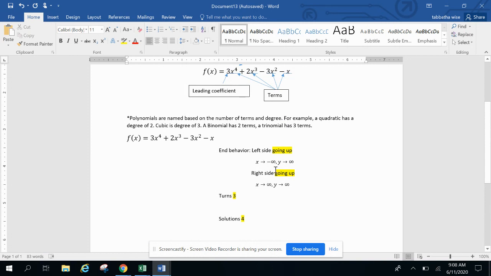So just as a quick review, solutions is your highest degree. Turns is your degree minus 1. The right side comes from the leading coefficient, and the left side comes from the degree, whether it's even or odd. So even, they are the same, odds, they are opposite. Positive goes up on the right side, negative goes down on the right side.